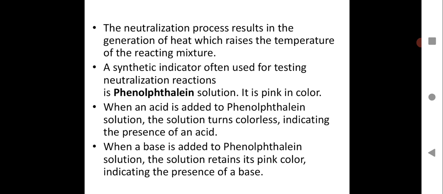How are you going to check neutralization? Now when a base is added to phenolphthalein solution, the solution retains its pink color, indicating the presence of a base. So when you keep adding base to a solution of acid and phenolphthalein indicator, you take an acid in a test tube and add a few drops of phenolphthalein, it will remain colorless. But when you drop by drop keep adding base, what will happen?